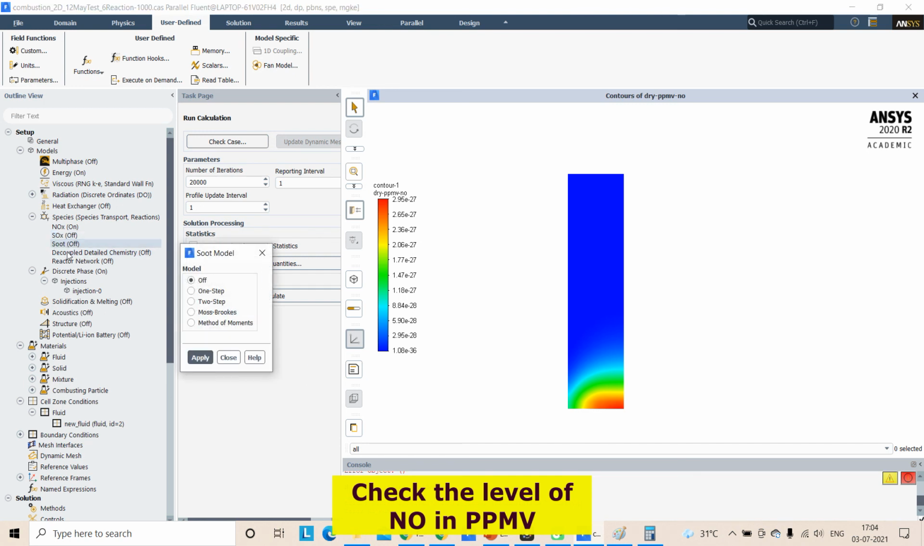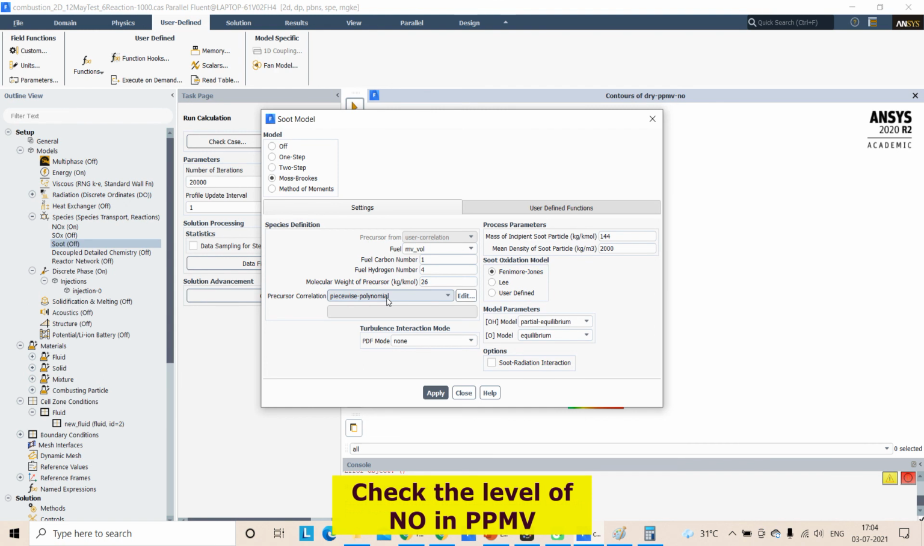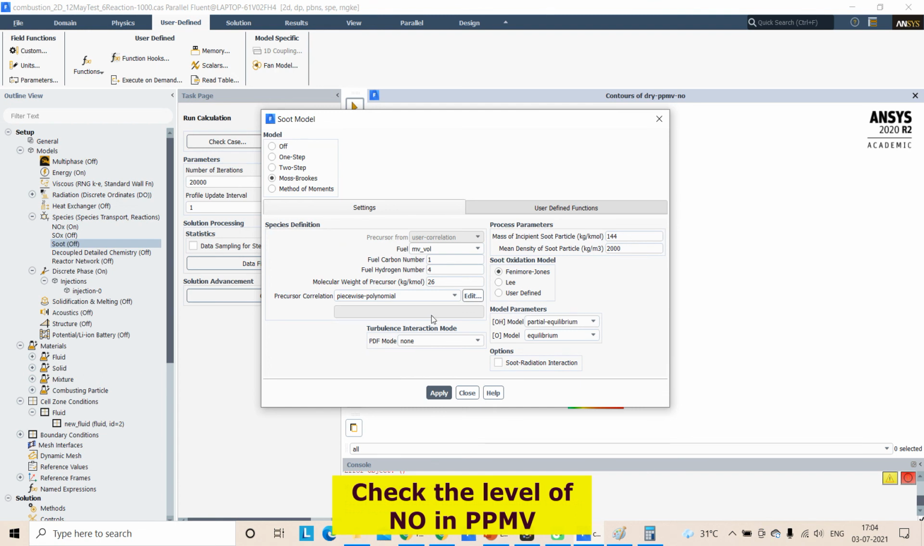There is also a soot model. One step model, two step Moss-Brookes model, that we discussed in the class. We can give the setting, precursor model. Precursor correlation, you can use the piecewise polynomial coefficient if it is required. Otherwise, we have to define. Here I have not defined the sulfur here. If the sulfur is there, then here we have to decide some species, like hydrocarbon species are required. Here volatile matter itself is hydrocarbon, and it may lead to the formation of soot particles.